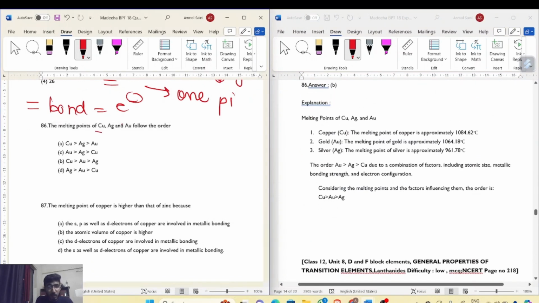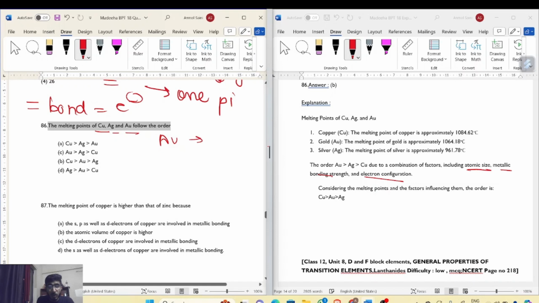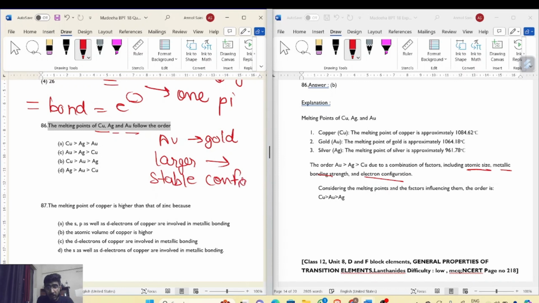Here the melting point of copper, Ag and Au, means copper, silver and gold, follows the order. Okay, so which will have the highest melting point, which will have the lowest. Melting point depends on conditions such as atomic size, metallic bond strength, and electronic configuration. So Au, gold, has a larger size and a stable electronic configuration as well, and it has strong metallic bonding.